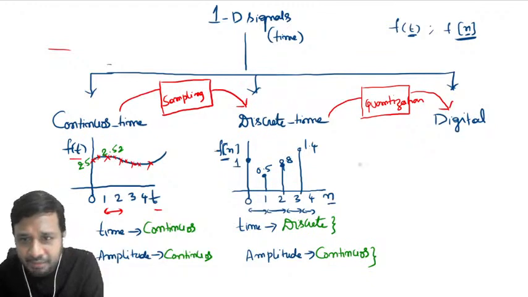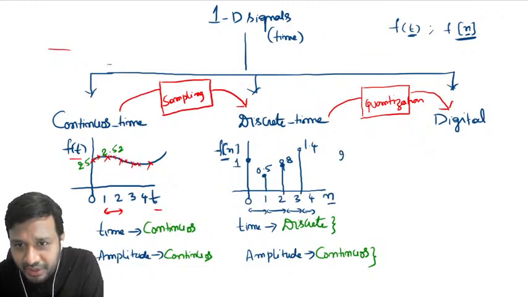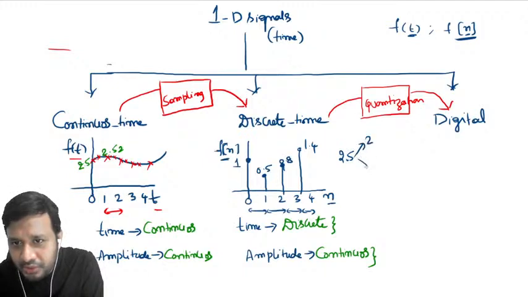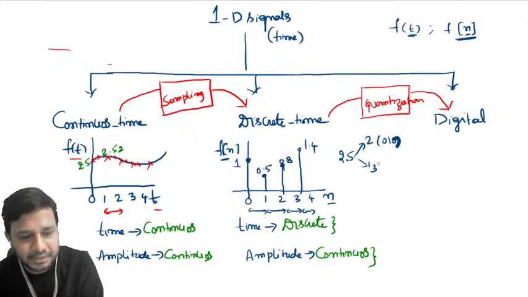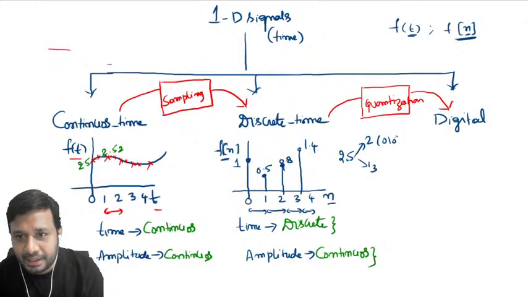Quantization means, for the time being, round off. Suppose you have a value of 2.5, you can round it to 2 or you can round it to 3, so that you can give the binary representation.